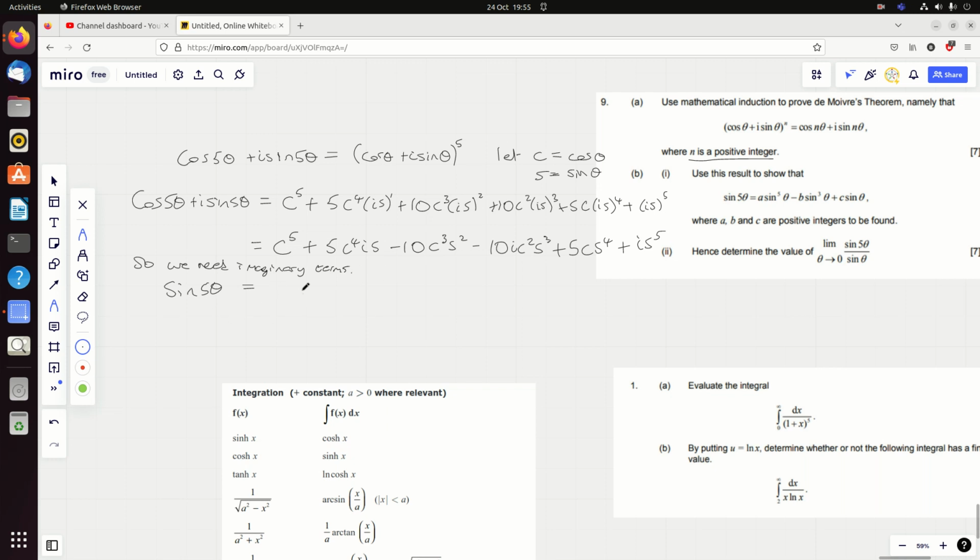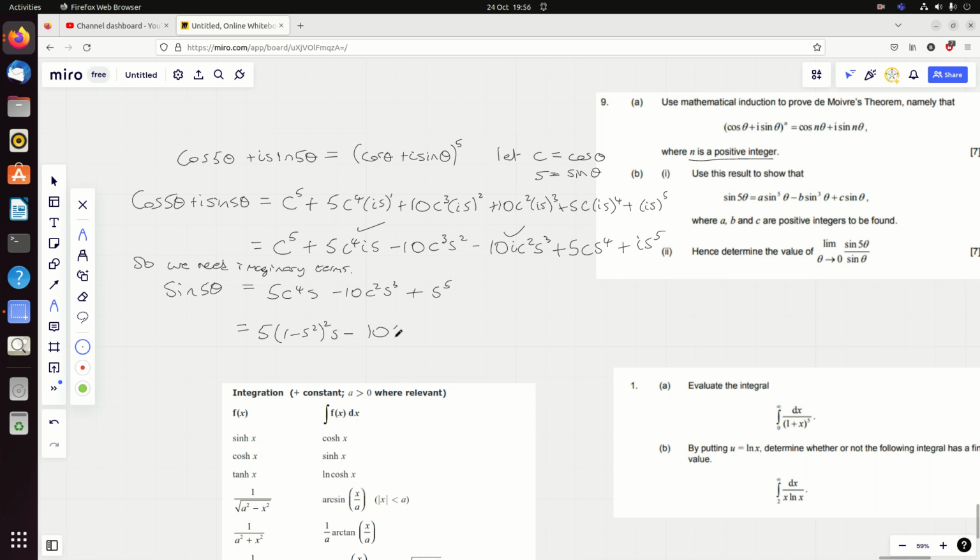So sine 5 theta is going to equal, now if we just ignore the i, because sine 5 theta had an i on it, we're going to have 5c to the 4 s minus 10 c squared s cubed, because we need that one, we need that one, and we need the last one, plus s to the power of 5. Okay, this is the old c is 1 minus s squared, so that's going to be 1 minus s squared squared.